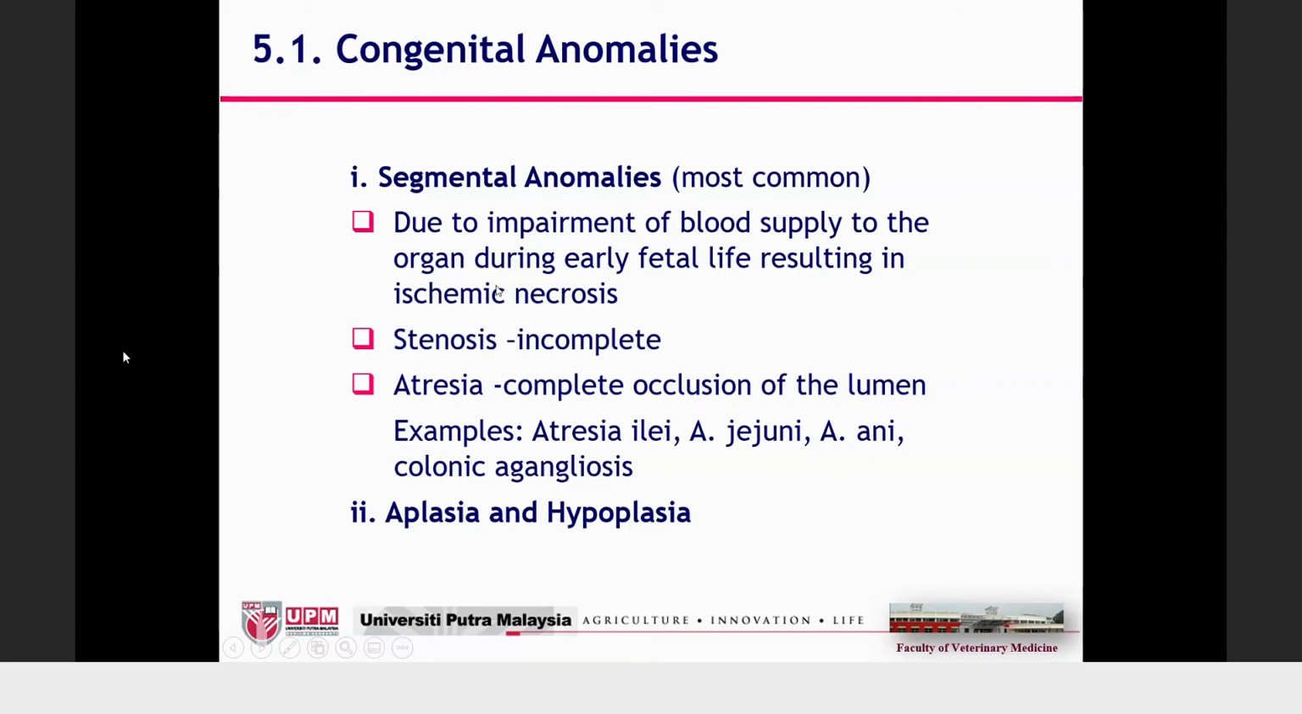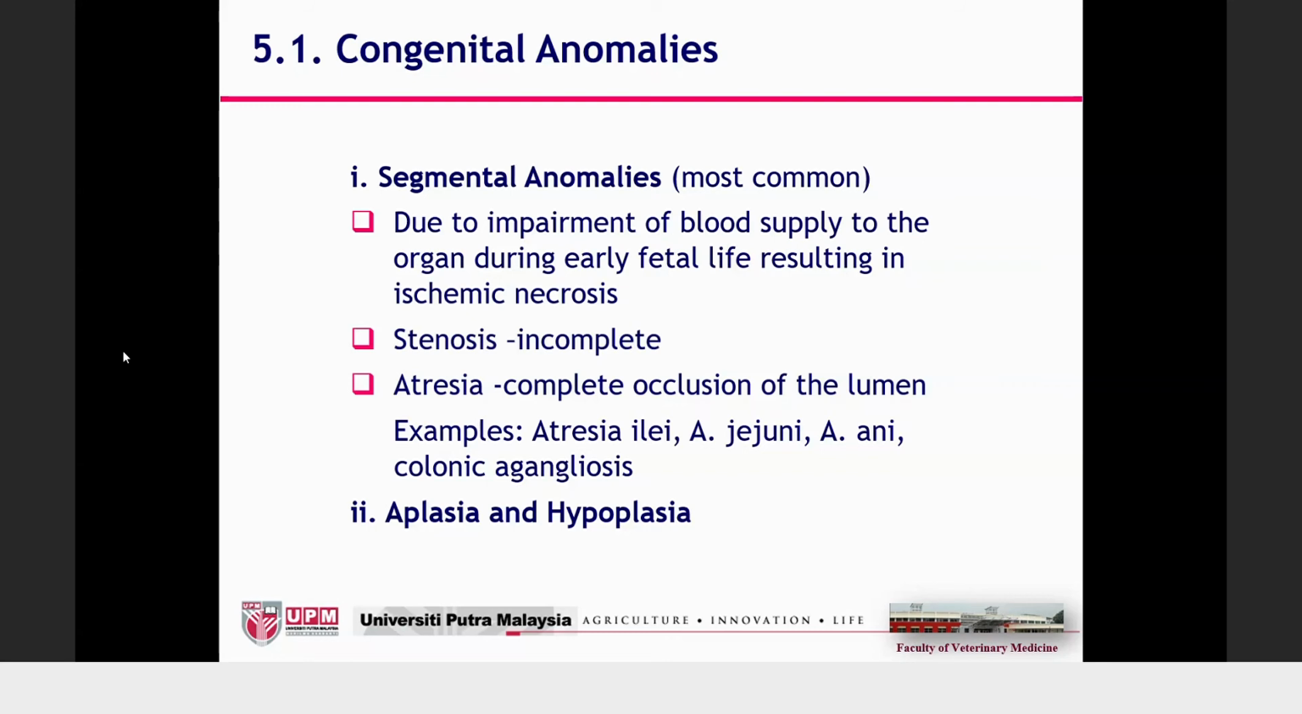So when there's ischemic necrosis, there might be stenosis, whether complete or incomplete. And normally stenosis is incomplete. When they're complete, they might have atresia with a complete occlusion of the lumen. And this might occur in the jejunum, in the ileum, and also maybe in the colon. So that can occur leading to atresia, meaning complete occlusion of the lumen.